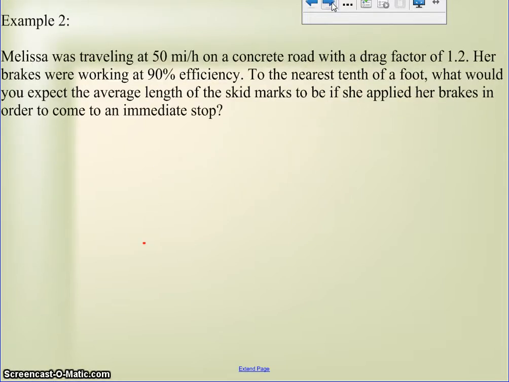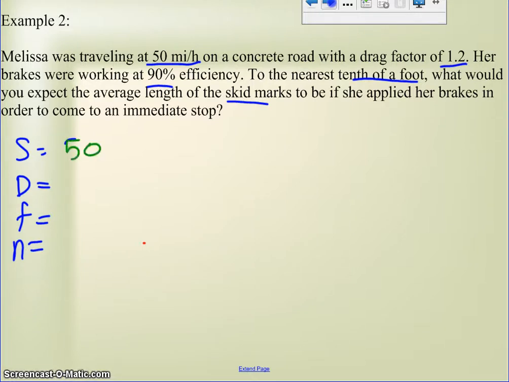Example 2. It says Melissa was traveling at 50 miles per hour on a concrete road with a drag factor of 1.2. Her brakes were operating at 90% efficiency. To the nearest tenth of a foot, what would you expect the average skid marks to be? Here it's giving us a little bit different information and asking us to solve. The speed was 50 miles per hour. It gives us a drag factor of 1.2 and brake efficiency of 0.90 for 90%.